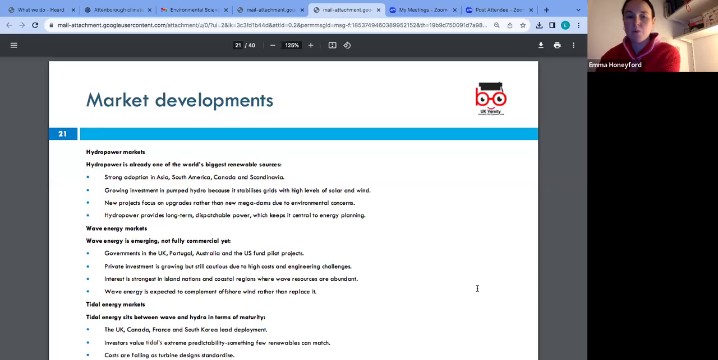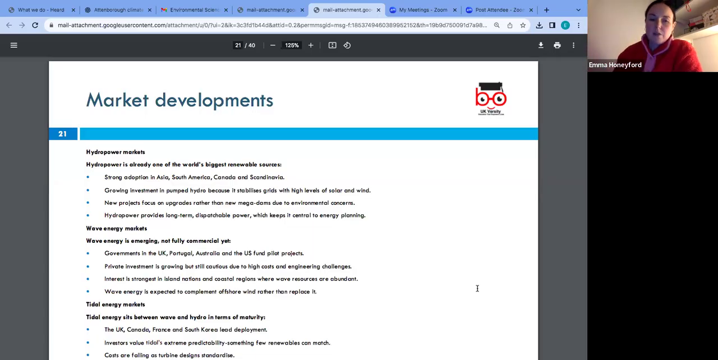There's been growing investment in pumped hydro because it stabilises the grid with high levels of solar and wind. So new projects focus on upgrades rather than new mega dams due to environmental concerns. Okay. So hydropower provides long-term dispatchable power, which keeps it central to energy planning. So it's a very favourable form of energy generation.